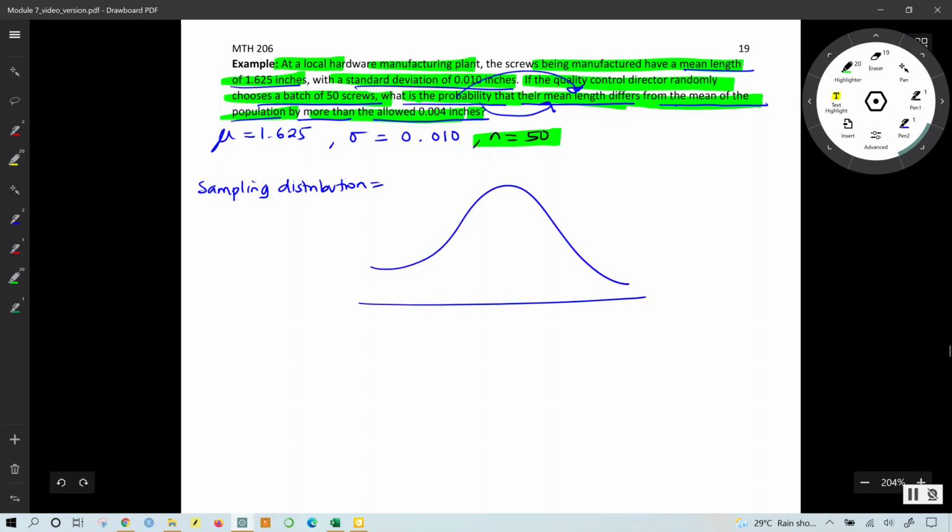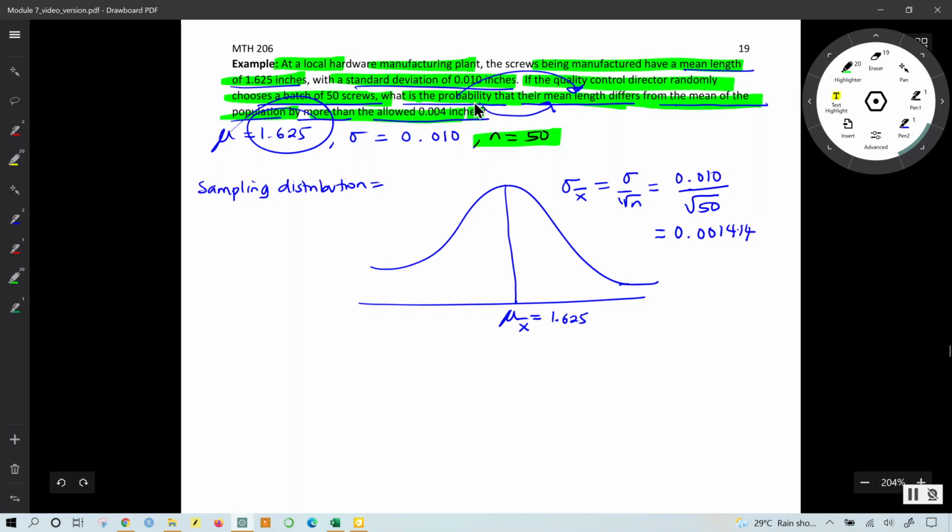So I can draw the normal distribution, and I will be interested in the mean of the sampling distribution. That will be exactly equal to 1.625, and the standard error will be sigma divided by the square root of n. That will be 0.010 divided by the square root of 50, and that is equal to 0.001414.